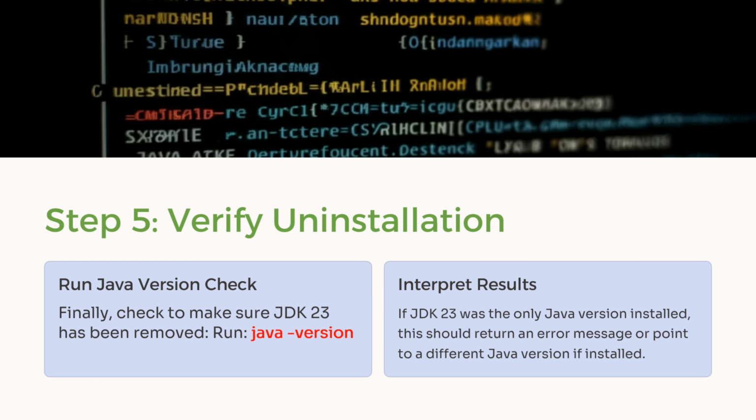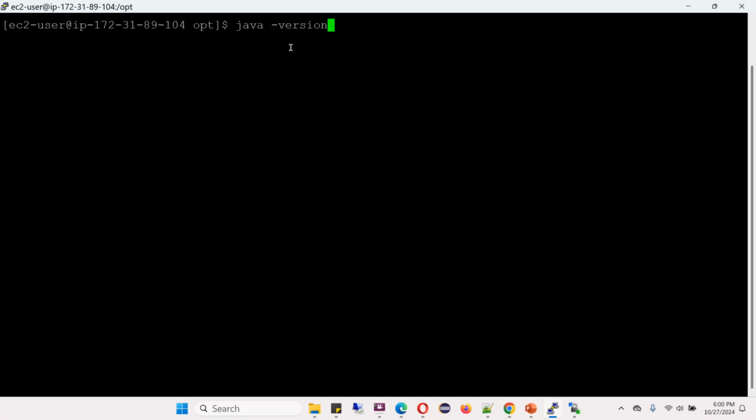Step 5 is verify the uninstallation. To verify the uninstallation, run this command: java -version. If JDK 23 was the only Java version installed, then this command will return an error message or point to a different Java version if installed. Run this command. We got an error message saying java command not found. From this we can confirm JDK 23 is successfully uninstalled.